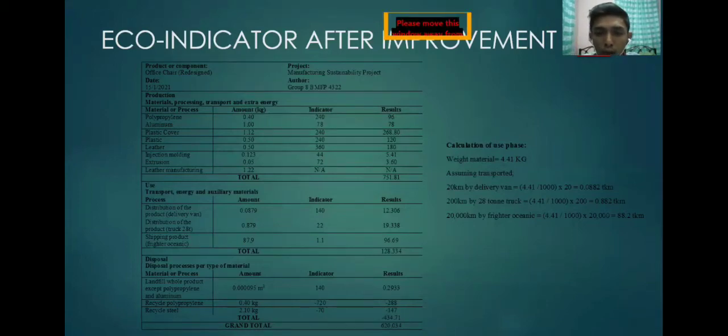So for the assumed transport, 20 kilograms by delivery van is 0.0882 TKM. For 200 kilograms by 28-ton truck is 0.882 TKM. And for 20,000 kilometers by oceanic freighter is 88.2 TKM.